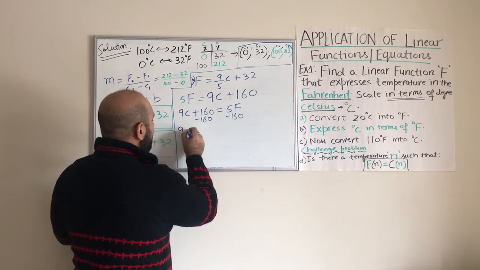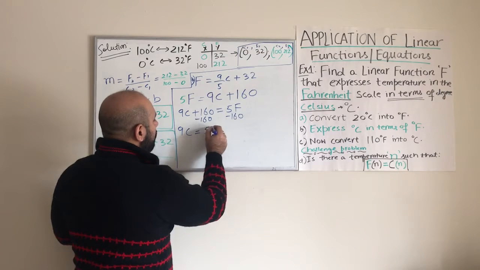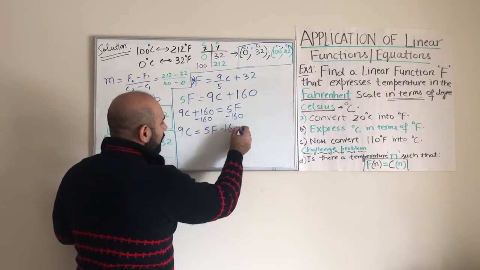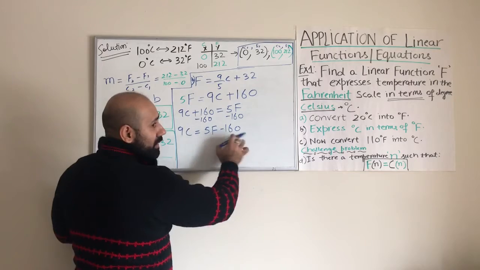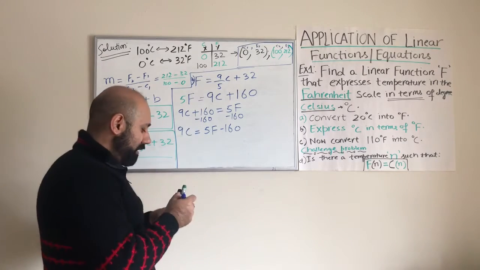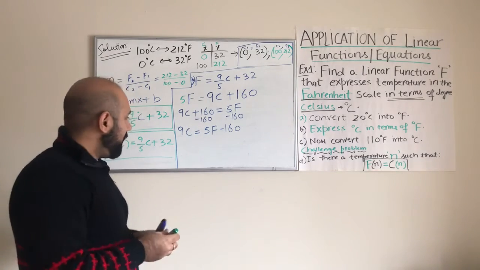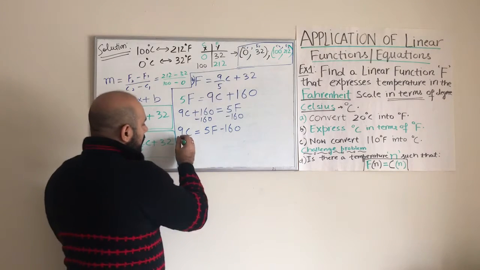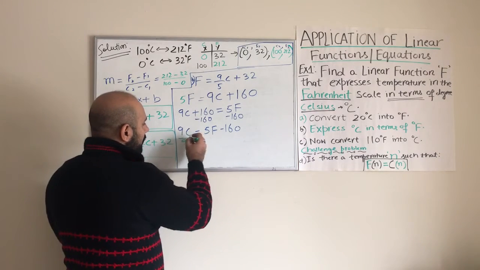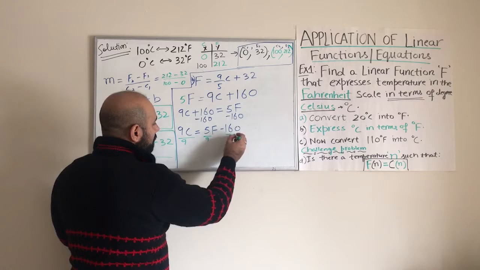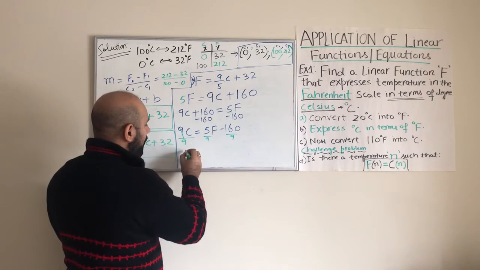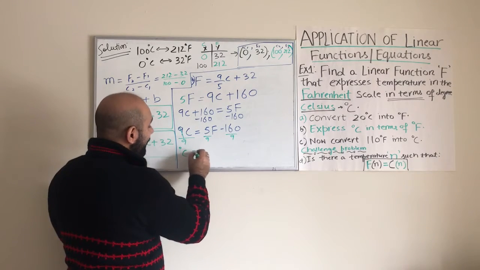So I have 9C equals 5F minus 160. Obviously, I cannot combine these; they are not like terms. To get C by itself, it's a pretty simple, straightforward thing. We have to divide both sides by 9. So I divide this by 9, divide this by 9, and divide this by 9 as well. The nines cross out, so I have degree centigrade, and that's what I want.